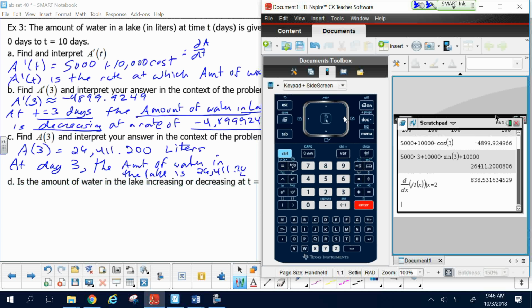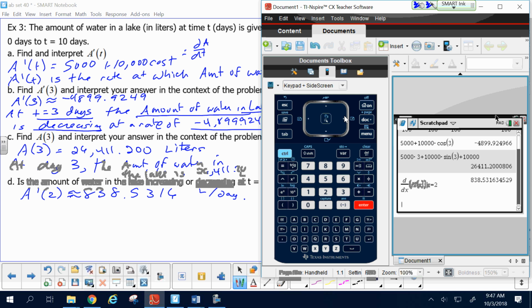Now, saying the answer, you would first communicate what you did. A prime at 2 is 838.5316. Again, I will constantly write 4 decimals. That's just my habit. You only have to give 3, and it can either be rounded or truncated, so you could have 0.531 or 0.532. I'm going to throw units on that just because I'm an overachiever. What are the units on A prime, which is dA/dt? Change in amount with time, that's liters per day.